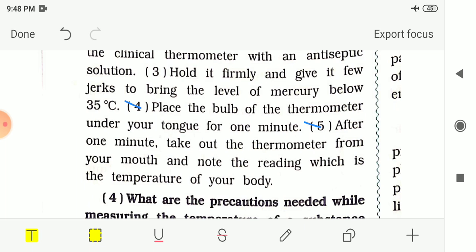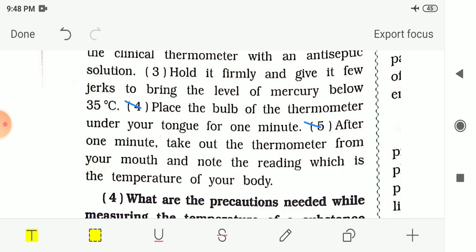First you have to note the temperature difference between two bigger marks, and then count the divisions present between these two marks. Then you have to wash the clinical thermometer with antiseptic solution. Then you have to hold it carefully and give a few jerks to bring the mercury level down below 35 degrees Celsius. Then you can use this thermometer.